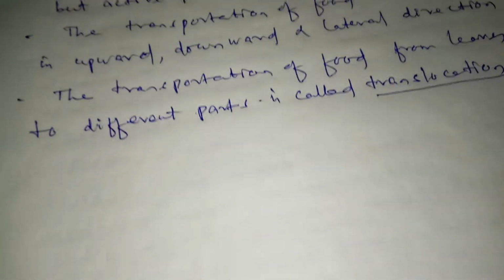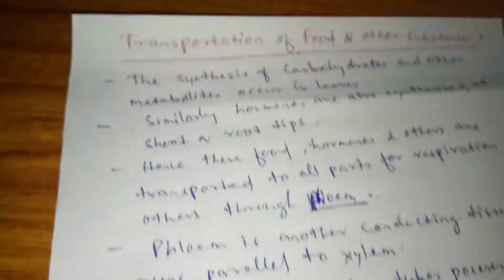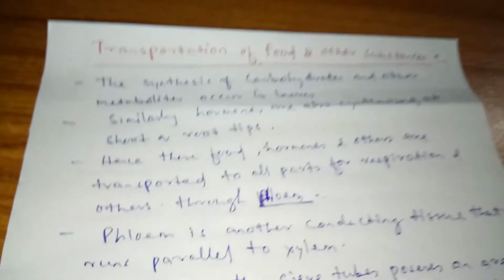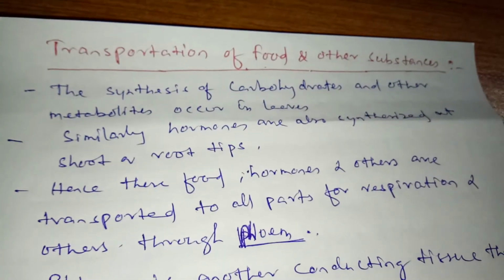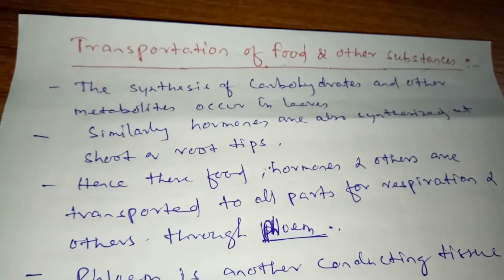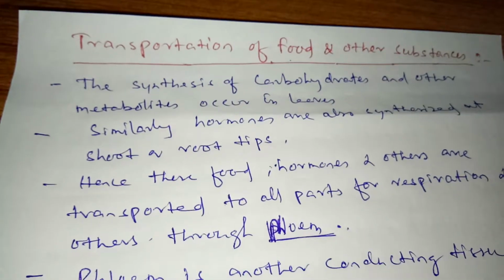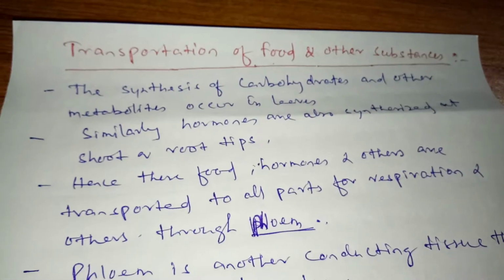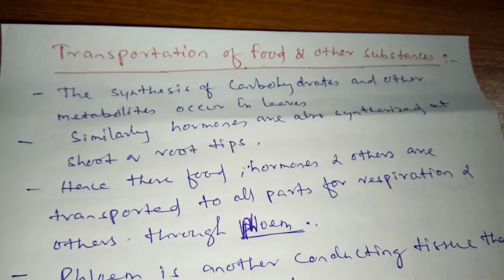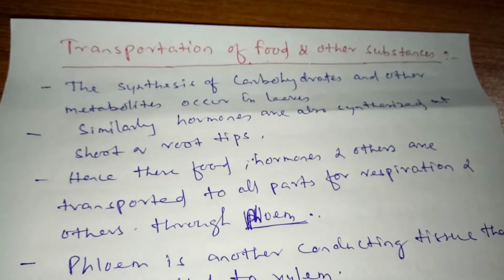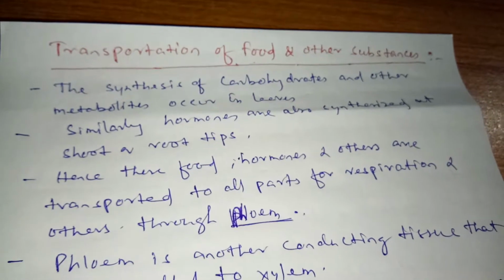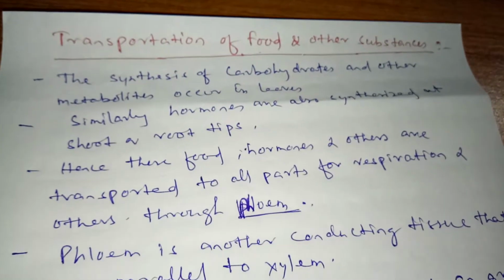Now, transportation of food and other substances. Students, the synthesis of carbohydrate and other metabolites occurs in leaves. Similarly, hormones are also synthesized at the tip of the shoot and root. Hence, this food, hormones and other substances are transported to all parts for respiration and other needs through phloem.